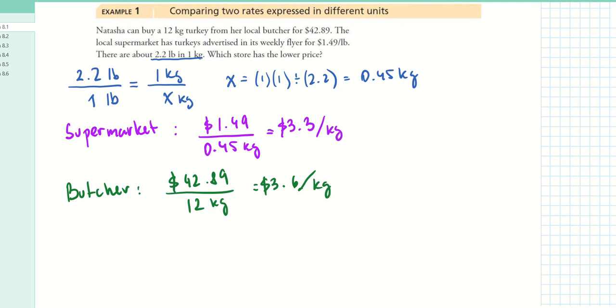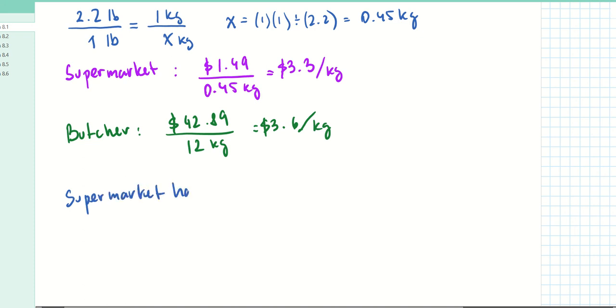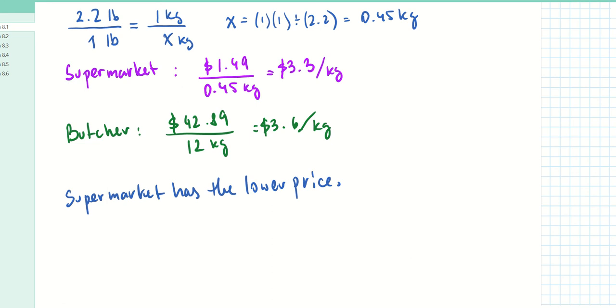But anyway, in this case, the goal of this question was to compare them and figure out which one's the lower price. The supermarket is the lower price, so you can say that the answer would be the supermarket has the lower price. That's normally the case. Smaller businesses usually have slightly higher prices. But anyway, what we found here is the unit price.